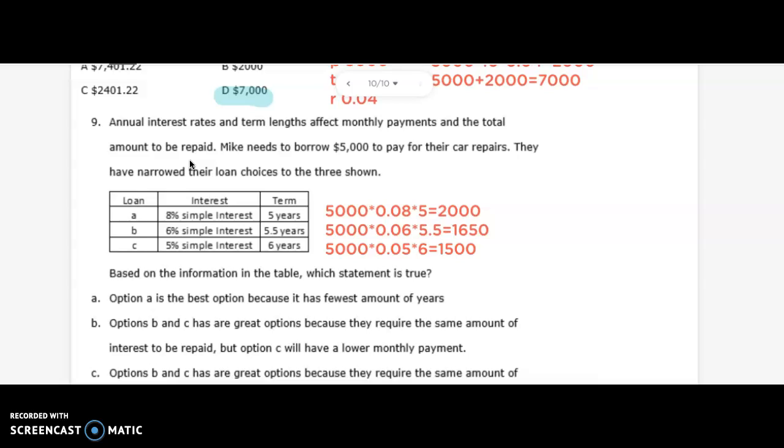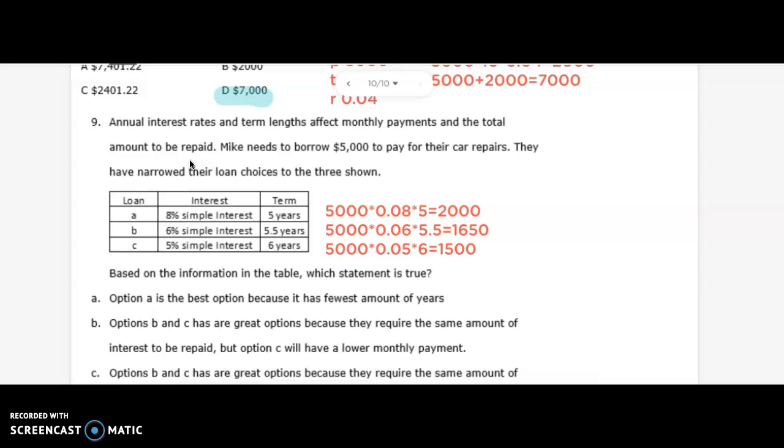Alright, so based on the information table, which statement is true? Option A is the best option because it has the fewest amount of years. Option A is not the best option. It does have the fewest amount of years, but that's $2,000 that he's paying. Option B and C are great options because they require the same amount.